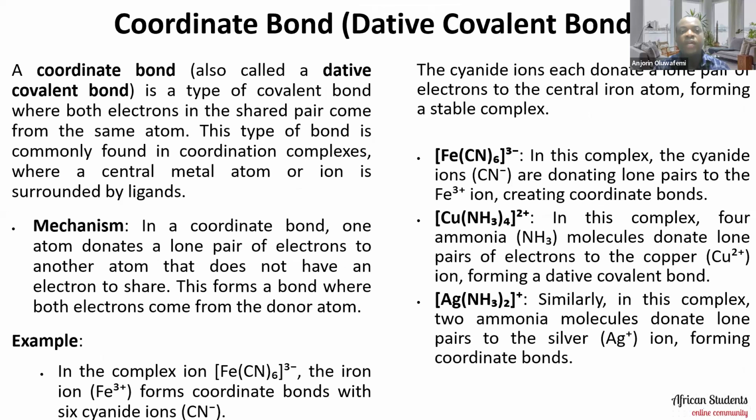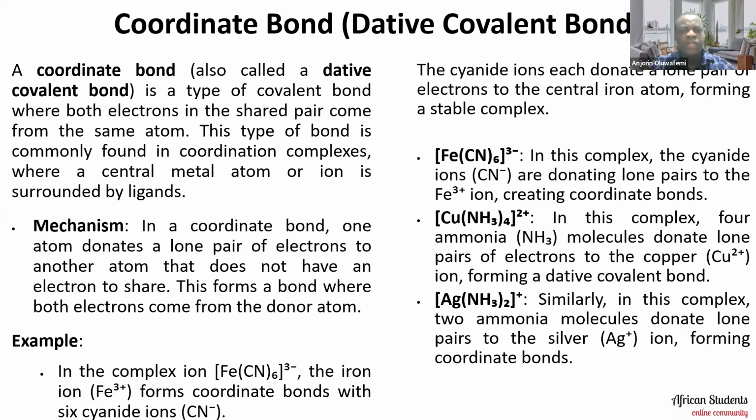The next one we need to look at is the coordinate bond or the dative covalent bond. So a coordinate bond, also called a dative covalent bond, is a type of covalent bond where both electrons in the shared pair come from the same atom. This type of bond is commonly found in coordination complexes where a central metal atom or ion is surrounded by ligands, and that's what you have in a coordinate bond or dative covalent bond.